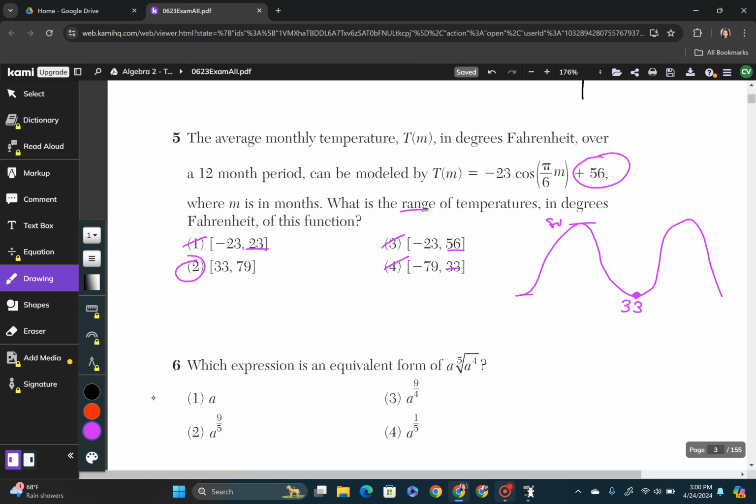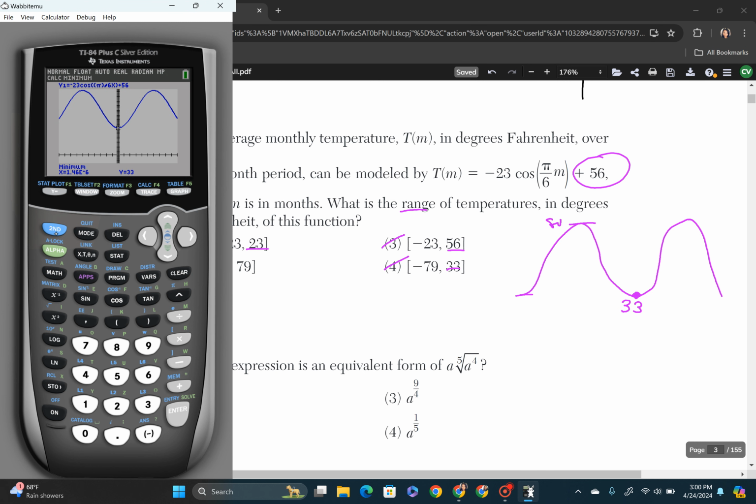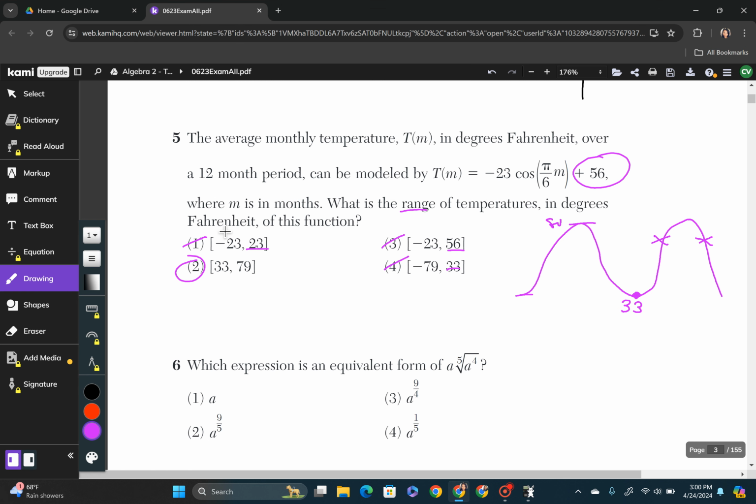And I can do the same thing for my max, right? I could hit second trace. Option number 4 is maximum, and I could do the same thing. Somewhere to the left, hit enter. Somewhere to the right, hit enter. Somewhere where I think it is, and hit enter.